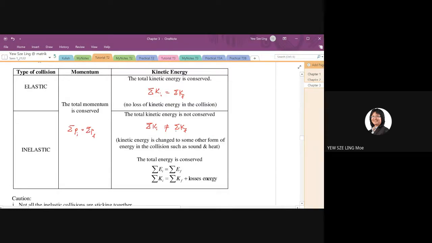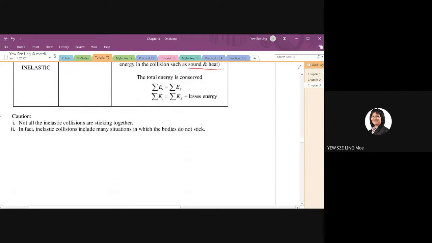It doesn't mean that the objects stick together. Sometimes they do not stick together. The kinetic energy is not conserved in an inelastic collision because some of it is transformed into sound and heat. Most of the time, in reality, we have inelastic collisions. Elastic collisions can only occur in an ideal situation where we assume there is no frictional force, no air resistance, and so on. So it can only exist in an ideal situation, in theory.